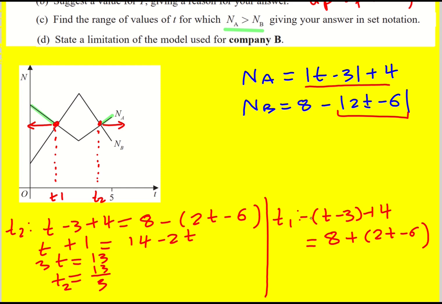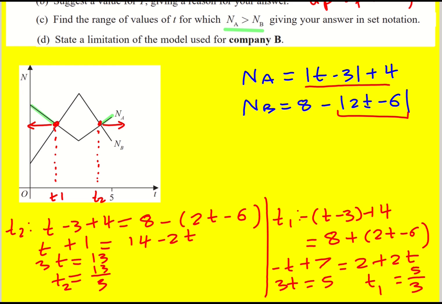So t minus, oh, that's a minus t. Sorry, almost forgot. So minus t plus 3 plus 4, so minus t plus 7 is going to equal 8 plus 2t minus 6. That's actually going to become 2 plus 2t. And then I'm going to get 3t equal to 5. So t1 is 5 over 3. And we're very nearly done. Sorry, I said t2 before, that was t1. Apologies. Everything else was okay. A few little typos going on.